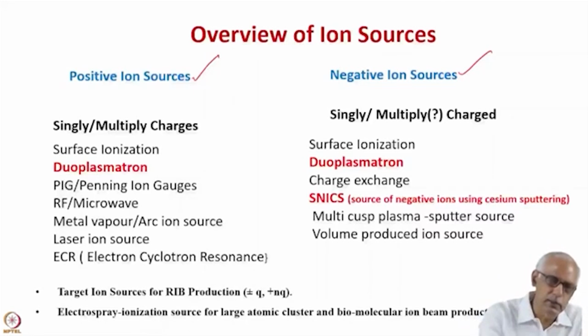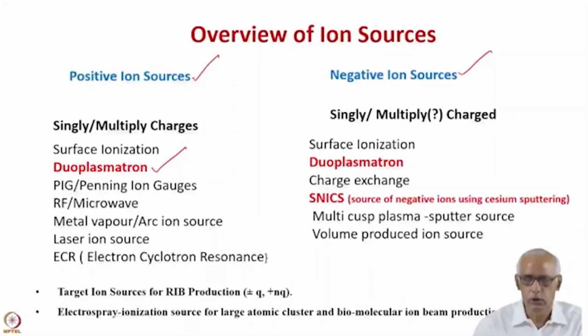See, for example, you can see a list of various types of ion sources. I am not going to discuss all of them, but I would like to discuss a few of them which are most popular. For example, there is one called duoplasmatron, which can produce both positive as well as negative ions. You can see there that it is listed at both the sides. So the duoplasmatron is one which can give you both positive and negative ions.